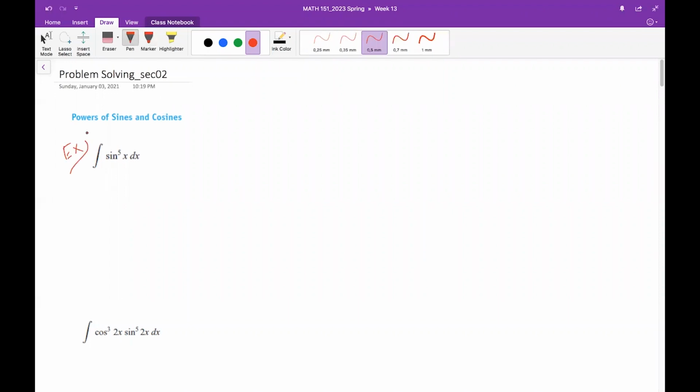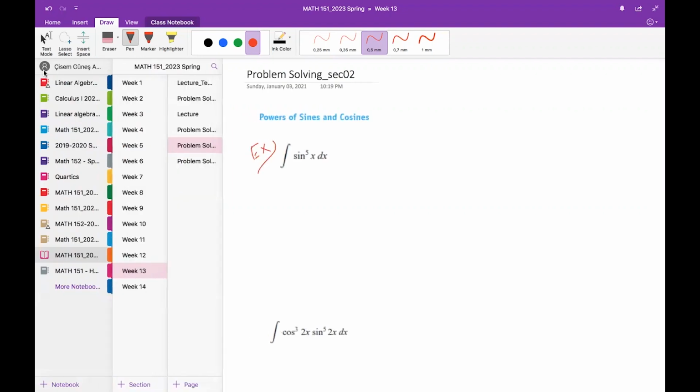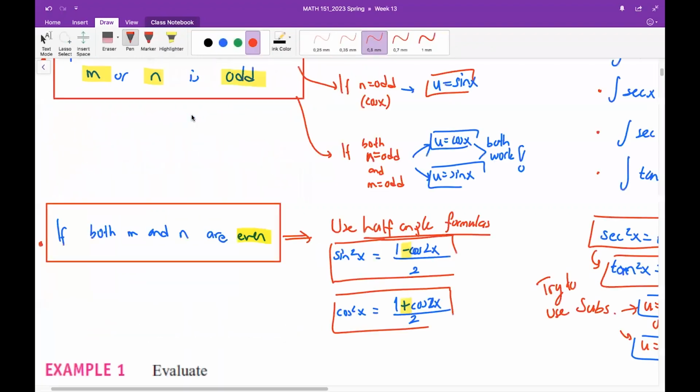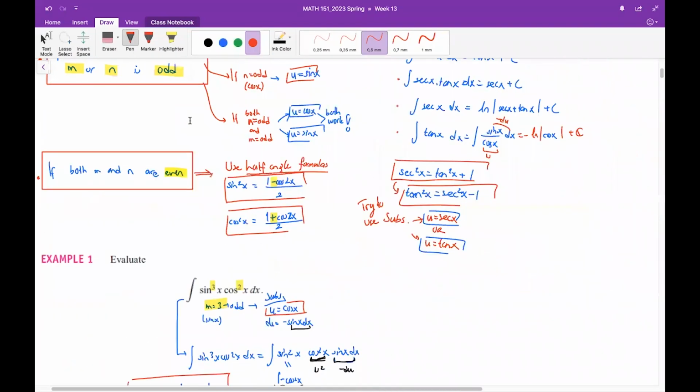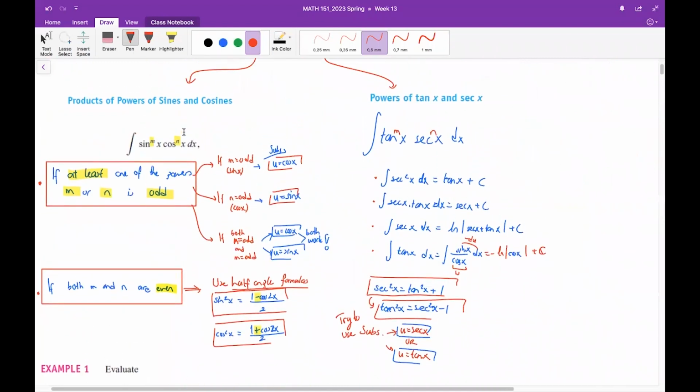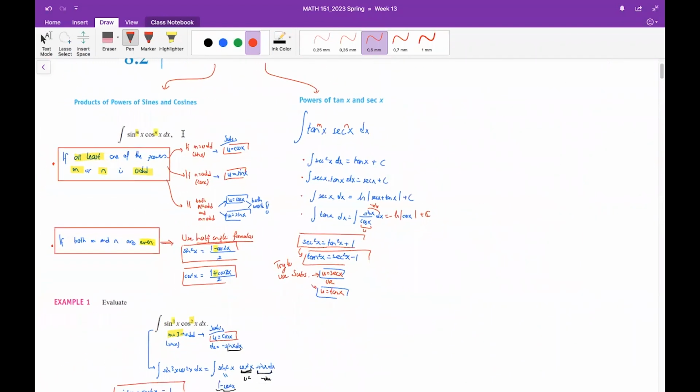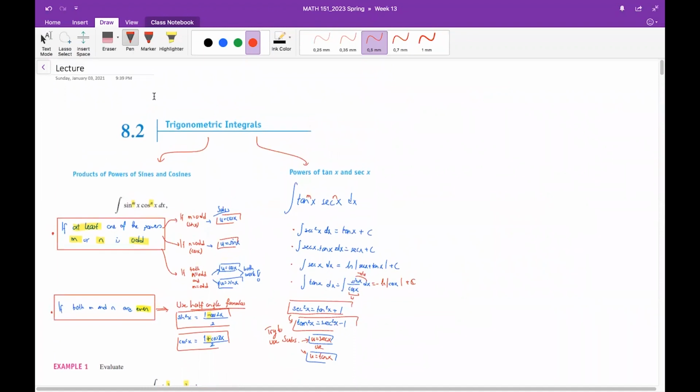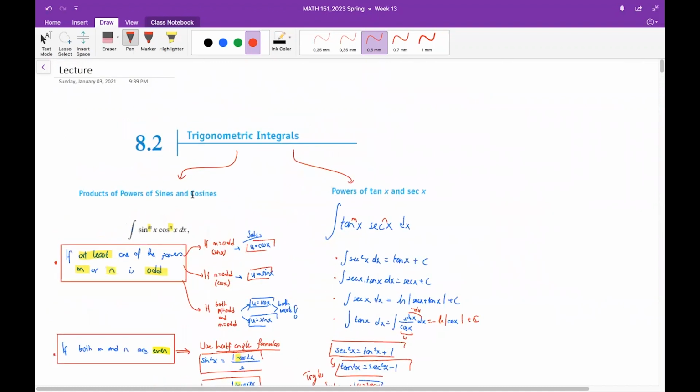Here, we will study how to integrate products of sines and cosines with some big powers. For this part, I want to show you a diagram that I drew in the lecture template while recording the lecture videos. The topic today is trigonometric integrals. We can divide this part into two groups. The first group is products of powers of sines and cosines. The second group is products of powers of tangent and secant, okay?